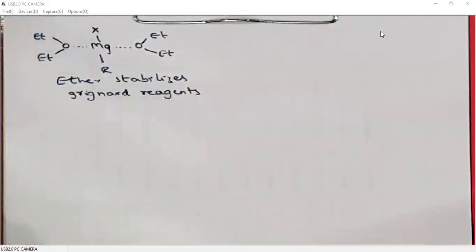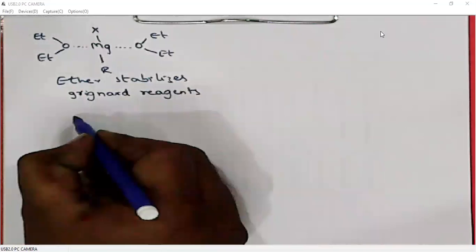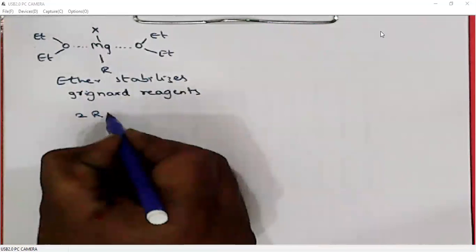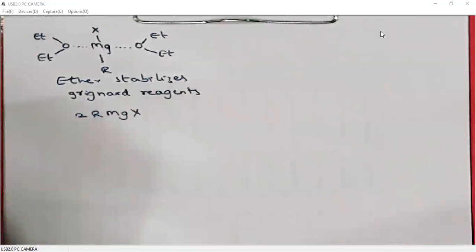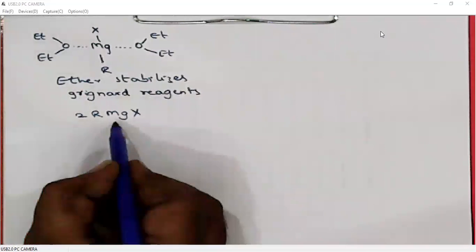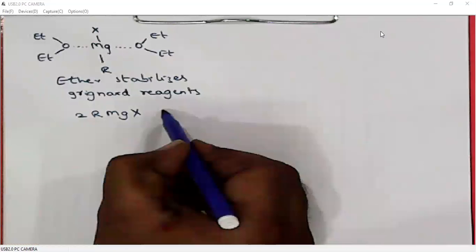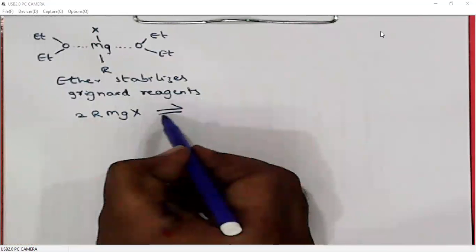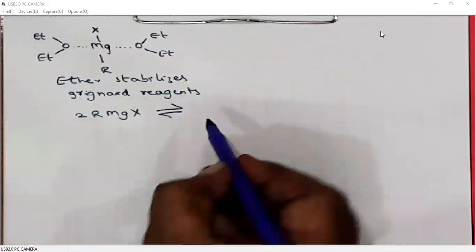Now when we look at the Grignard reagent, how it exists in the reaction mixture or in its structure, generally, Grignard reagent will exist as a dimer. It will not exist as a single molecule. It exists as a dimer. How does it exist as a dimer?